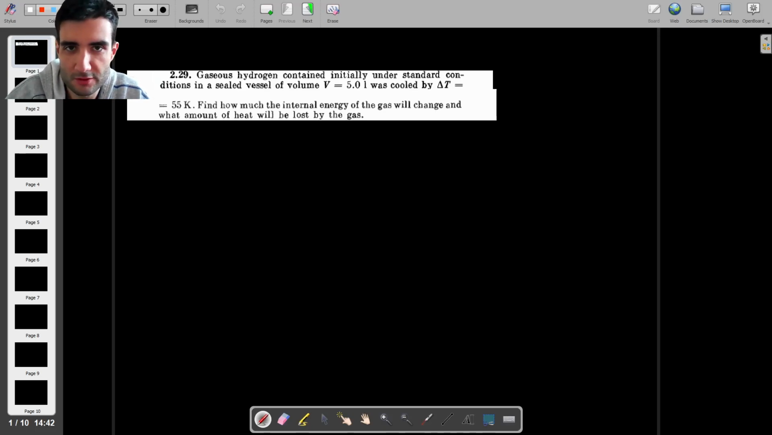Here's a quick thermodynamics question which looks at what happens to an ideal gas, which in this case is hydrogen, as it's cooled under constant volume conditions. So we're dealing with gaseous hydrogen, which has this volume and it's being cooled by an amount delta T, which is 55 degrees Kelvin or Celsius, because it's a change in temperature, so it could be either, but obviously we're going to use Kelvin as we should.